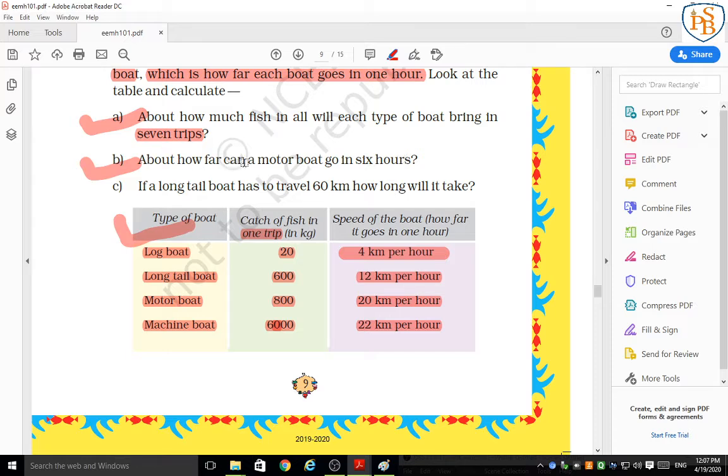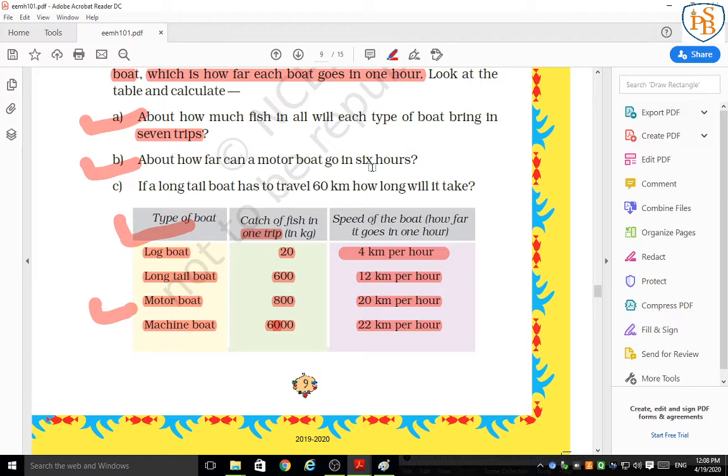About how far can a motor boat go? Where is the motor boat? Yes, the motor boat is here. The motor boat goes for 6 hours. It means how much distance it covered. Here they are giving that in 1 hour the motor boat covers 20 km. The motor boat travels 20 km distance in 1 hour.